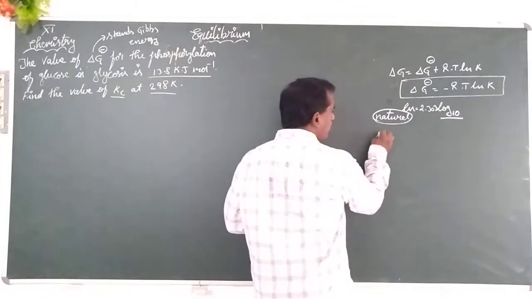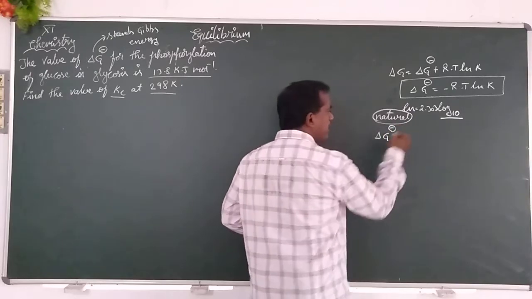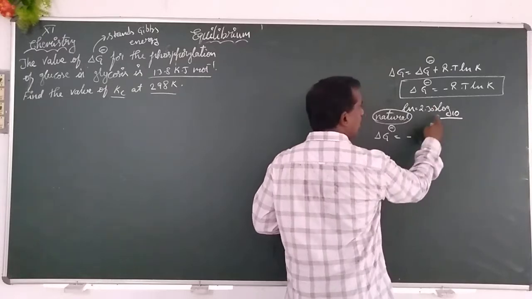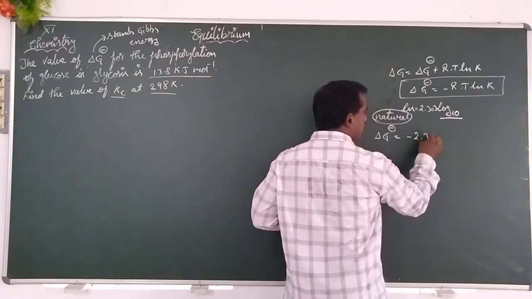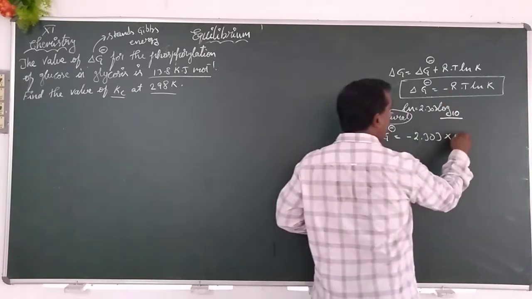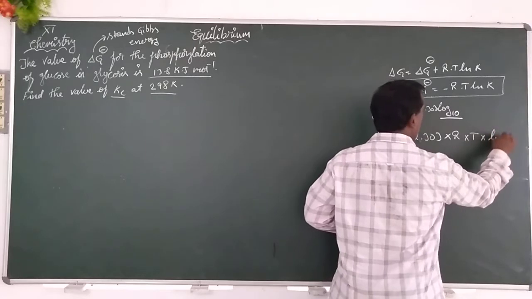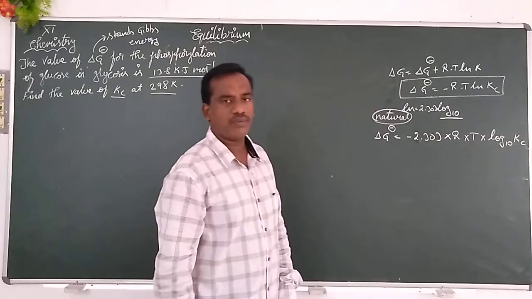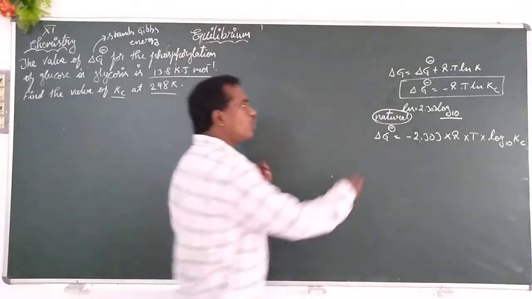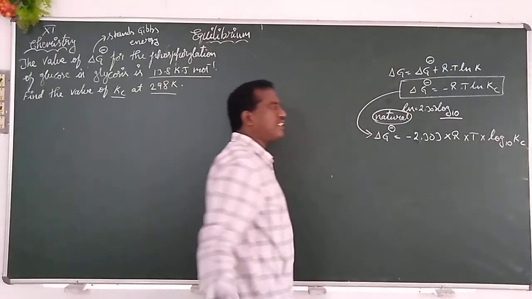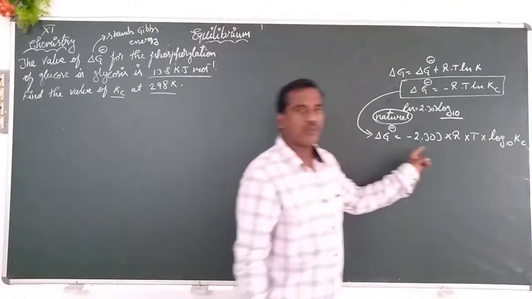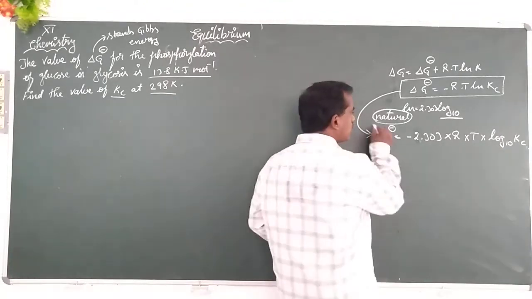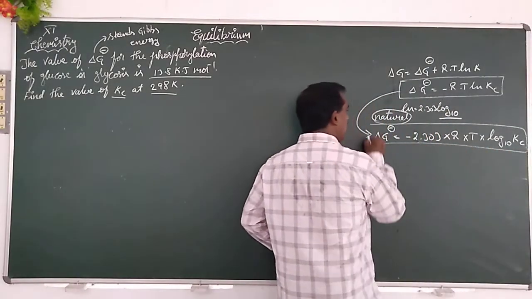So here we write the above equation as delta G naught is equal to minus, since ln is there, we bring in 2.303 into R into T into log base 10 Kc. Kc is the equilibrium constant term. So our modified equation in the log base 10 format is delta G naught is equal to minus 2.303 R T log base 10 Kc. This is the formula that we will use in the calculations.